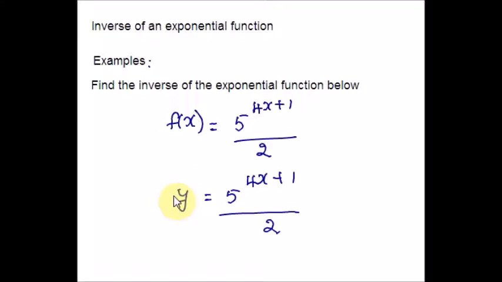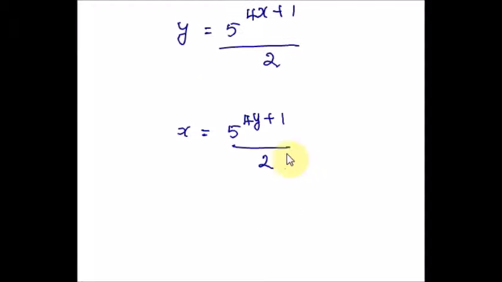Swap the x and y's. So we have switched x and y. At this point, we can't perform the step of taking the logarithms on both sides just yet. The reason is that the exponential expression on the right side is not fully by itself. Am I right? We have to get rid of the denominator 2.